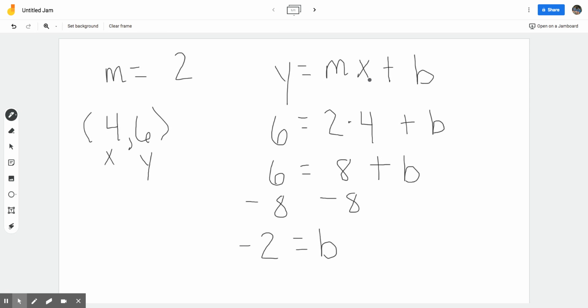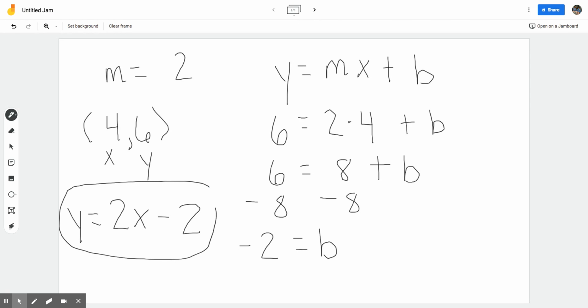Okay, so from here, we are going to rewrite in slope-intercept form. When you rewrite it, you only input the m and the b. So we would say y equals, m was 2, times x, and our y-intercept, our b, was -2, so we would say minus 2. And so y equals 2x minus 2 would be my final answer. That is the equation of the line here.